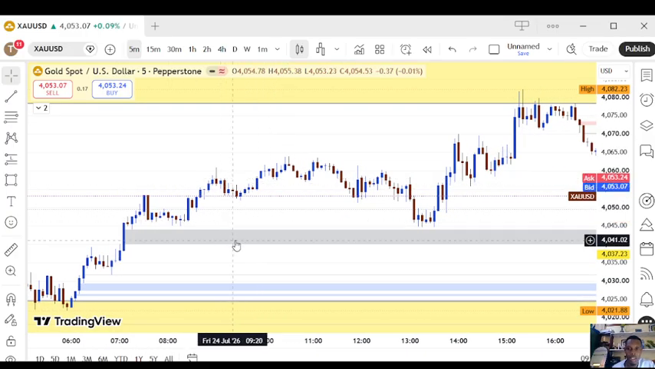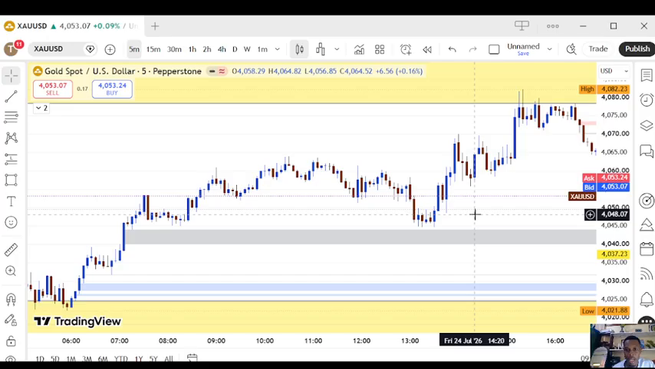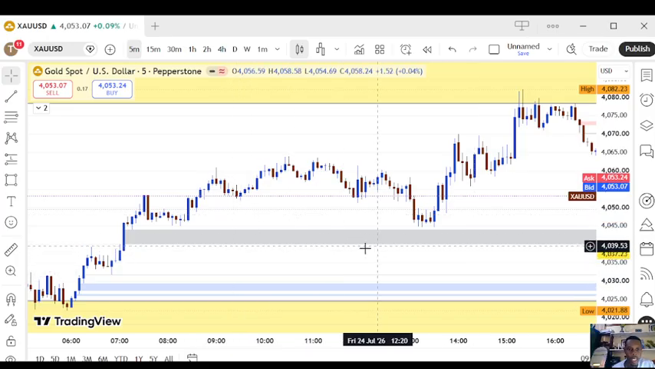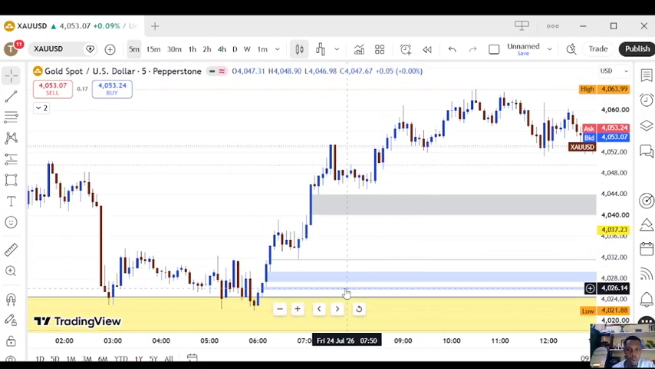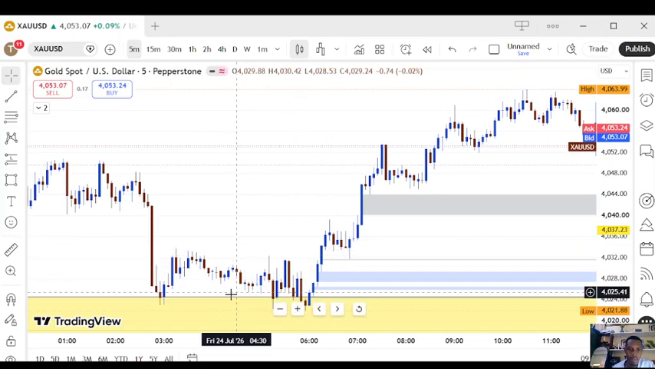Now you can see this is a strong zone, guys, looking into the coming week. You can see this was clear. It's that same zone here, guys.